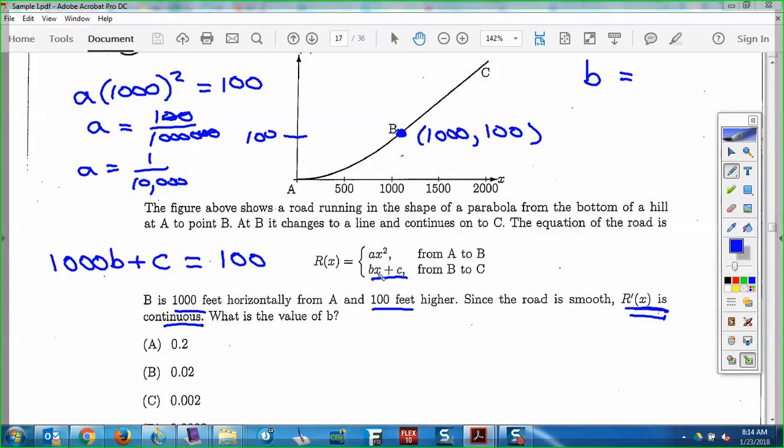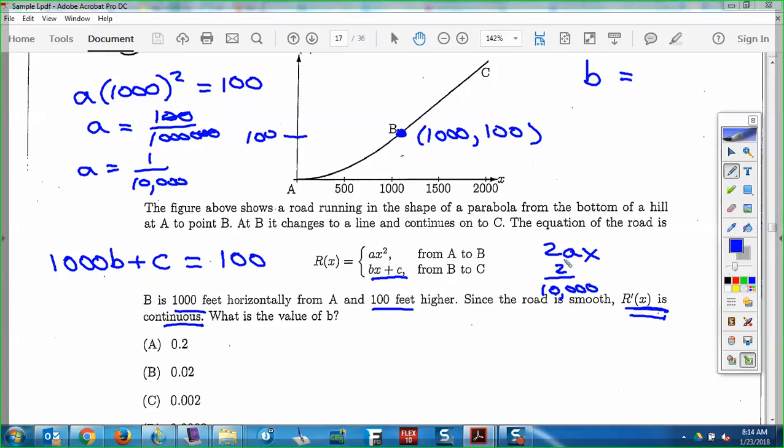But we know what A is. We know the slope of the line is B, and we know the slope of the parabola is 2AX, right? That's the slope of the parabola. Okay? Because the slope of the line is the slope all the time. Okay? Well, 2AX, well, we know what A is. We already found what A was. So that's 2 over 10,000.